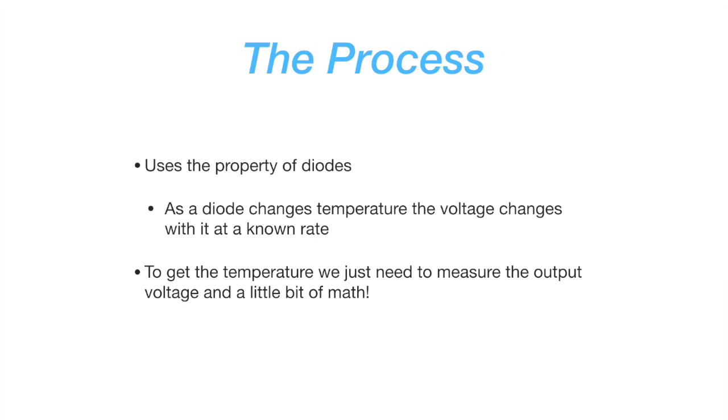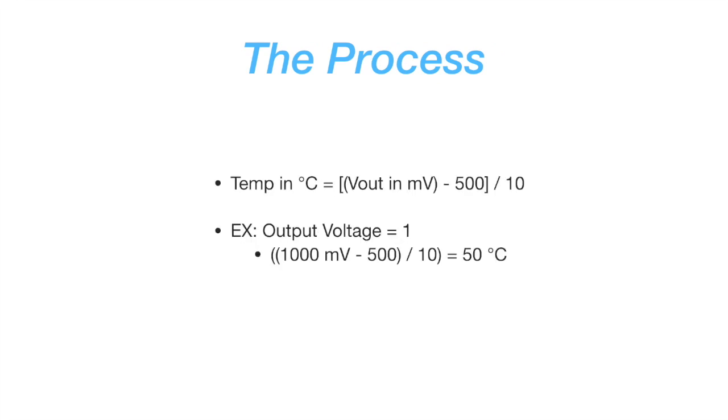To get the temperature from this, we just need to measure the output voltage and do a little bit of math. So the formula is as follows. The temperature in degrees Celsius is equal to the output voltage in millivolts minus 500, and all of this is divided by 10. So for example, if we had an output voltage of 1 volt, this means that our formula would look like 1000 millivolts, because 1 volt converted to millivolts is 1000. So 1000 millivolts minus 500 divided by 10, and we end up with 50 degrees Celsius.